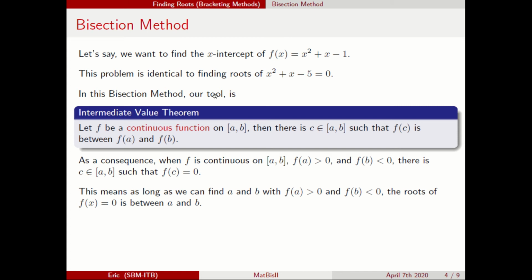In this bisection method, our tool is the intermediate value theorem. We have discussed this in Business Mathematics 1. If f is a continuous function on interval [a, b], then there is a constant c in (a, b) such that f(c) is between f(a) and f(b). We are just going to use the consequence of the intermediate value theorem: when f is continuous on [a, b], and if f(a) is positive and f(b) is negative, there is always c such that f(c) equals 0.